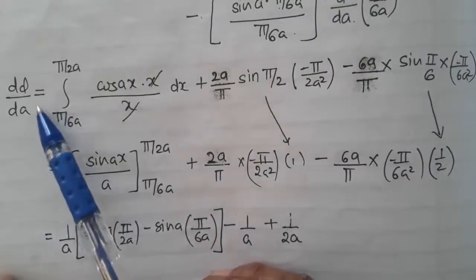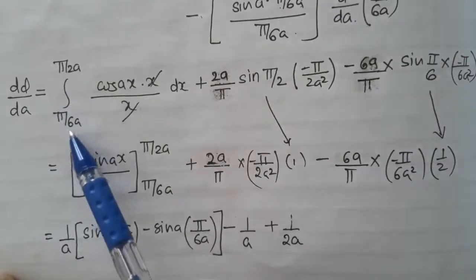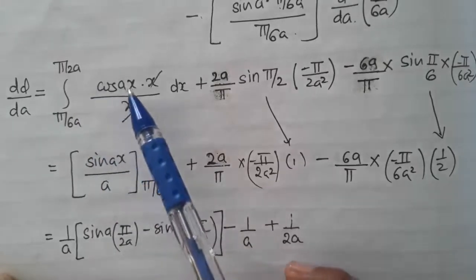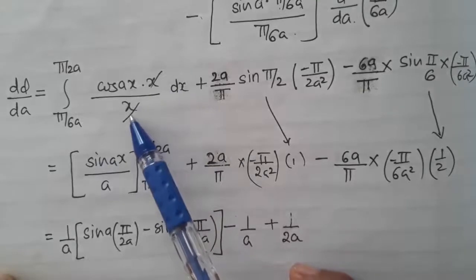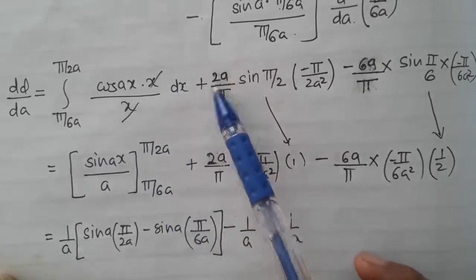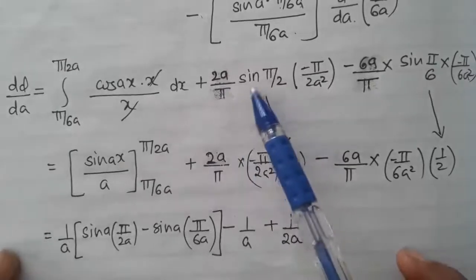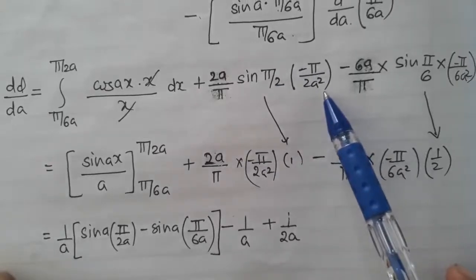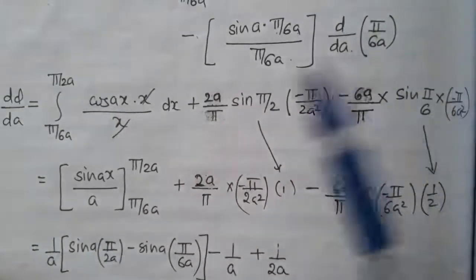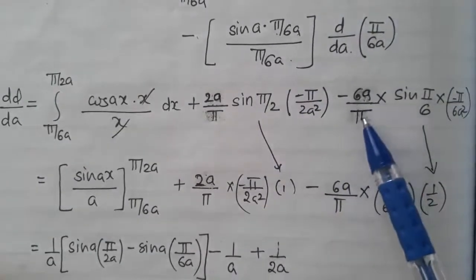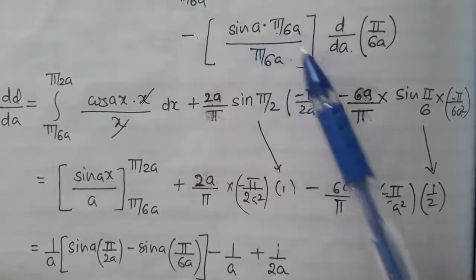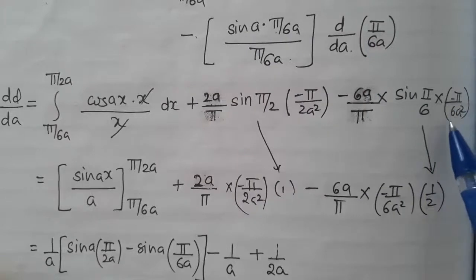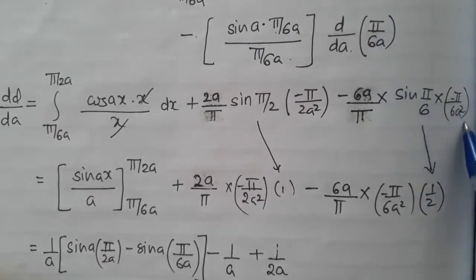So in the next step, dφ/da is equal to the integral from π/6a to π/2a. The partial derivative of sin(ax)/x is cos(ax) · x/x, dx, plus (2a/π), a will get cancelled, sin(π/2) into the derivative of this, which is −π/2a². In the second step here, this π/6a becomes −(6a/π), a will get cancelled, sin(π/6) is there, and the derivative of π/6a is −π/6, the derivative of 1/a is −1/a².